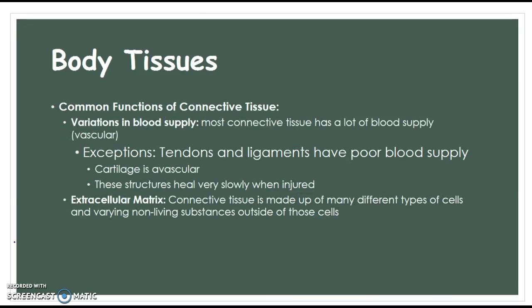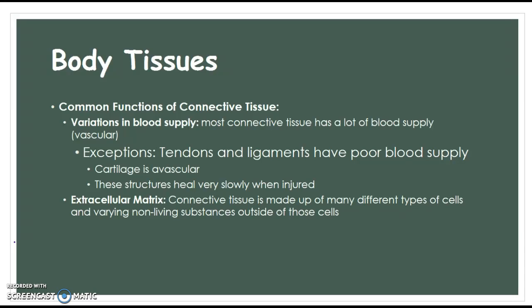So let's first talk about some common functions and common things that are found within connective tissue. First of all, there's a lot of variations in blood supply. So a lot of connective tissue has blood supply, but some don't. If you've ever torn your meniscus in your knee, sometimes that meniscus heals and sometimes it doesn't. And it really depends on where that meniscus is located, if it's located on the inner or outer knee. And if it's avascular and doesn't have its own blood supply, it's not going to heal very quickly.